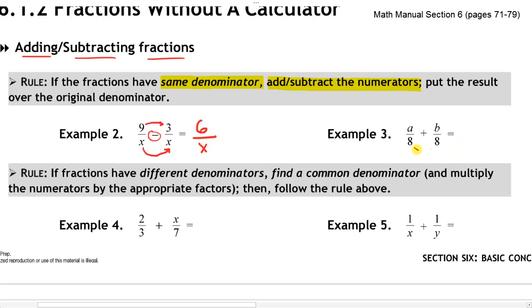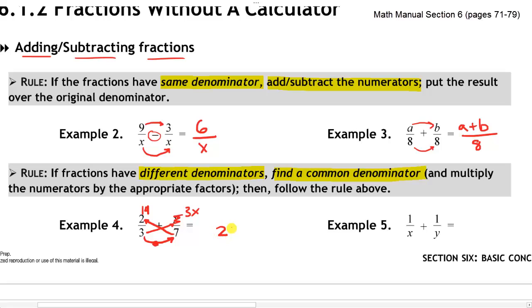Over here, same denominator, so we can go ahead and add these two, and the expression we get is a plus b over 8. If the fractions, again, have different denominators, we need to go ahead and find a common denominator. Probably the easiest way to do this is the bow tie method, where basically we multiply this 3 by this x, and we get up here a 3x. We multiply this 7 by this 2, and we get over here a 14, and then we just multiply these two guys straight across, this 3 times this 7.